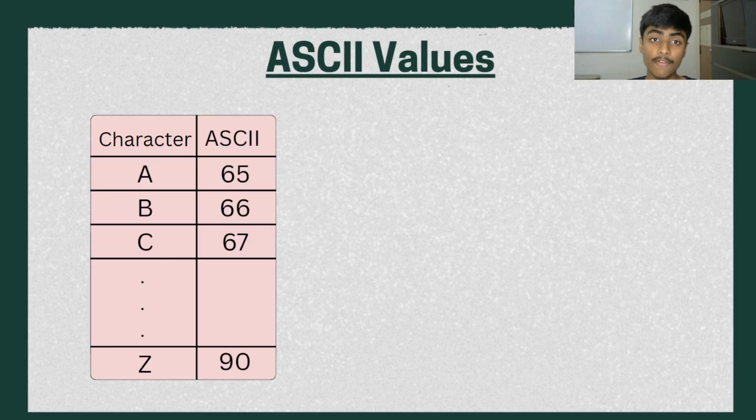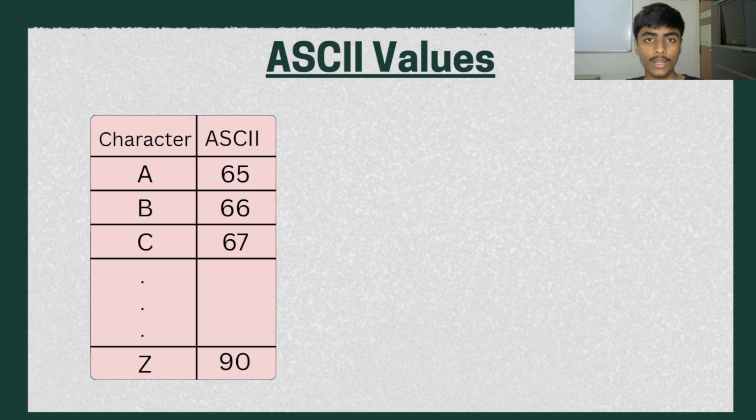In Java, every single character has a corresponding integer. If you look at this, you notice that the character uppercase A has a corresponding integer with a value of 65. In the same way, uppercase B has a corresponding value 66. C has a corresponding value 67. This is going to go on until the character Z, where uppercase Z has a value 90. These integer values are known as ASCII values.